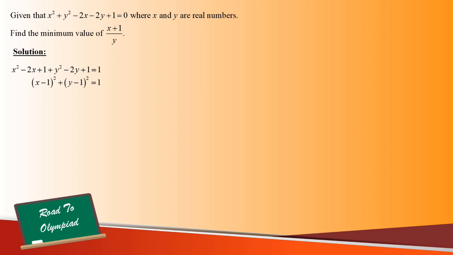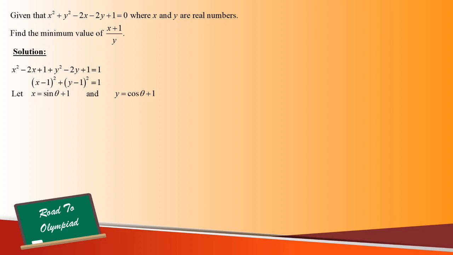Notice that this gives us an equation in the form of the equation of a circle of radius 1. And thus, we can let x minus 1 be equal to sine theta and y minus 1 be equal to cosine theta. From x minus 1 is equal to sine theta, we have x is equal to sine theta plus 1. And similarly, we have y is equal to cosine theta plus 1 for the second equation.